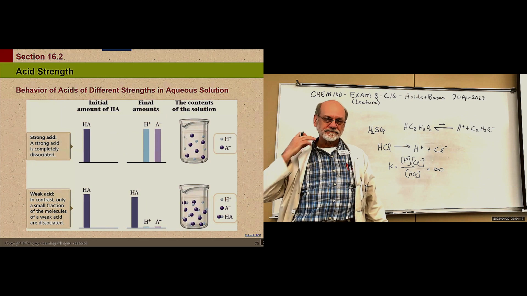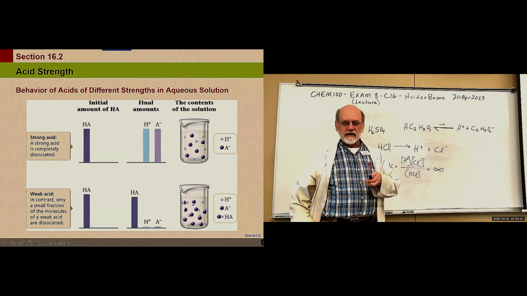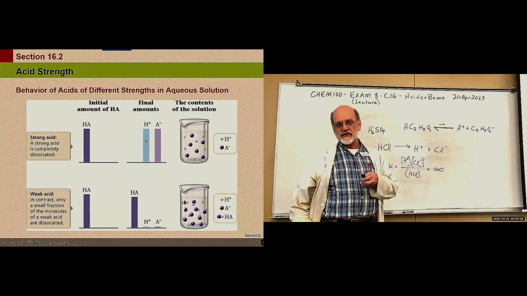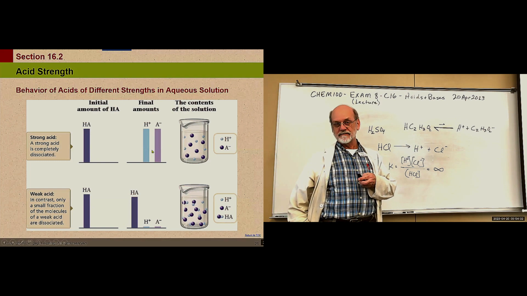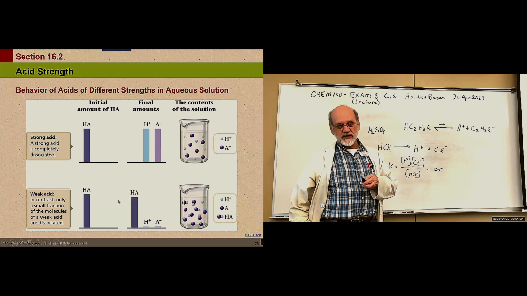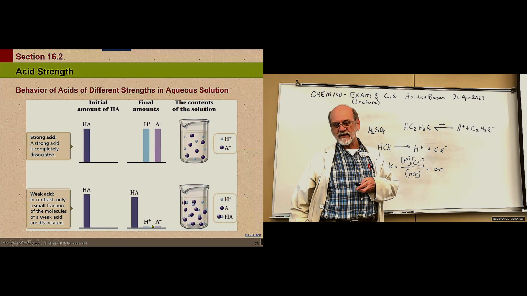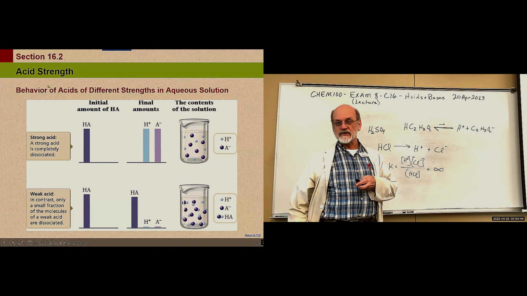Far to the left. Okay, so the top diagram here refers to a strong acid, where you essentially produce hydrogen ions and conjugate base, and that's it. That's all that's left in solution. Where a weak acid, you still have some of the acid plus a tiny amount, relative to which acid it is, of protons and conjugate base.